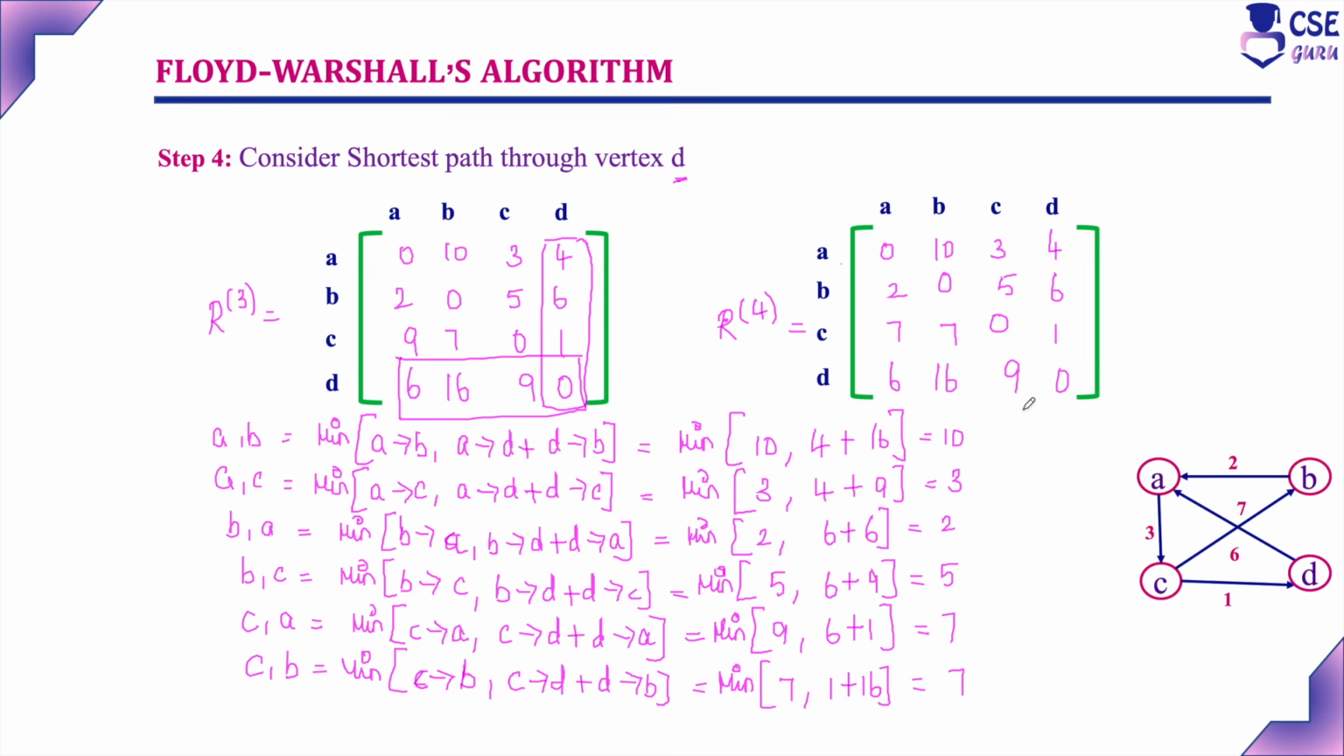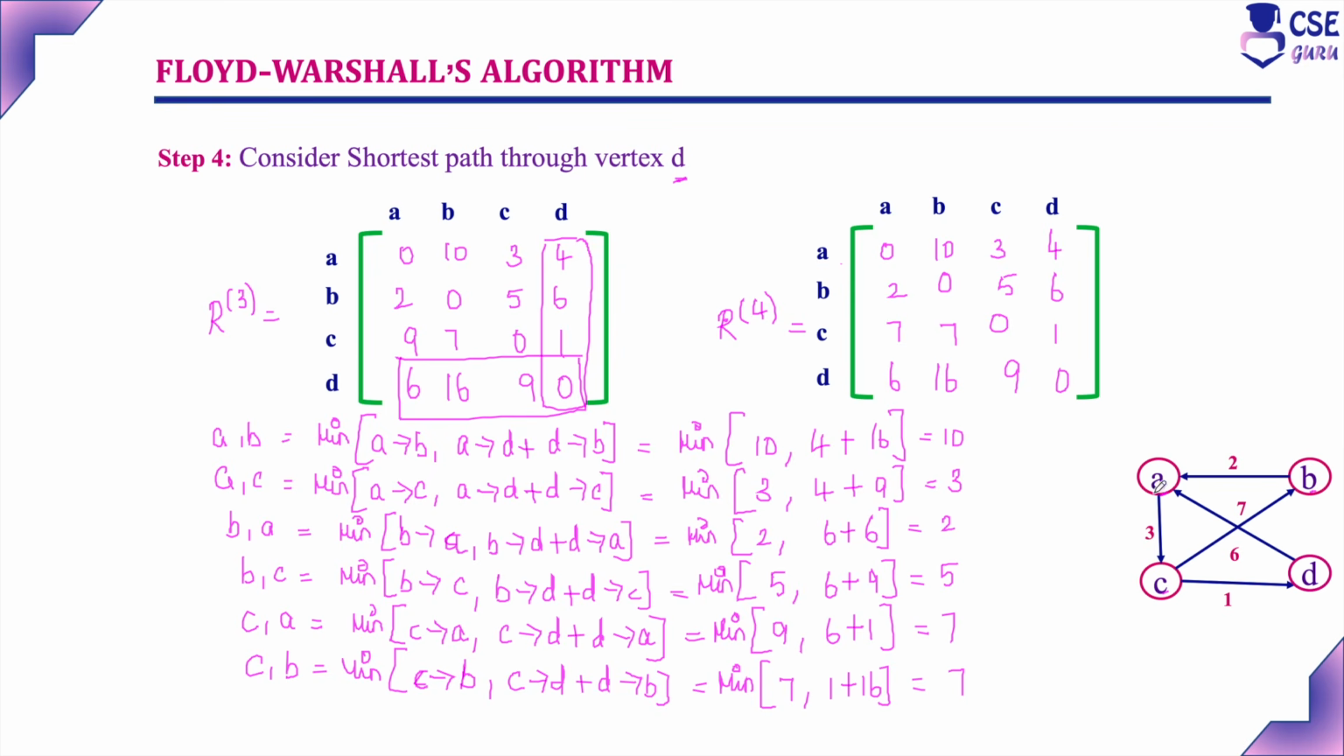So this is the final matrix. Since we have considered the shortest path through vertex A, B, C and D. So these four vertices are the given vertices in the graph, and we have considered the shortest path through each vertex. So this is the final matrix we will get for the shortest distance from each vertex to all other vertices in the given graph.